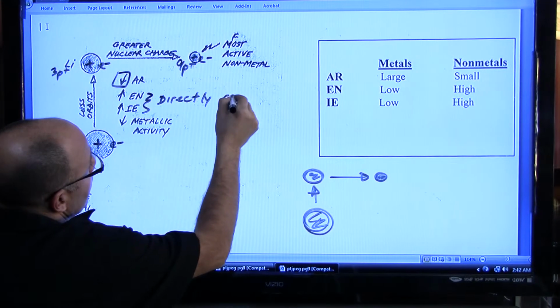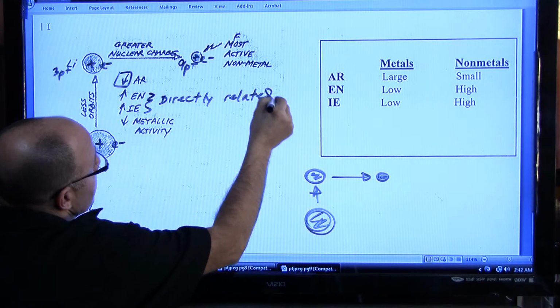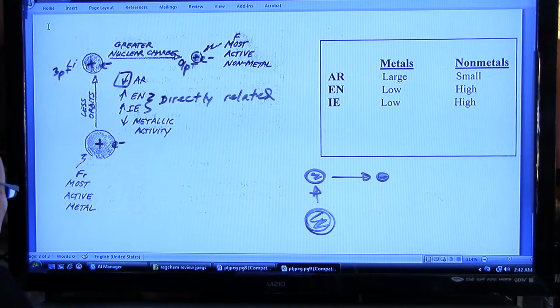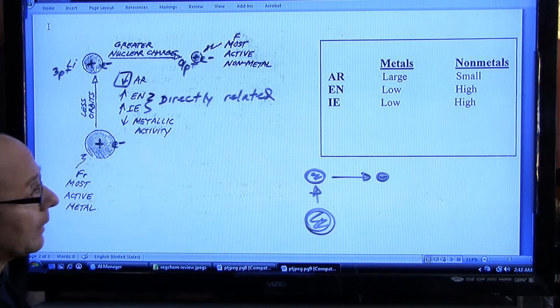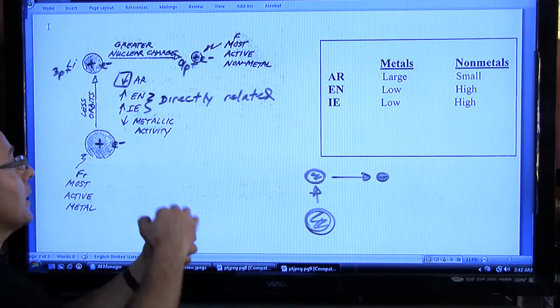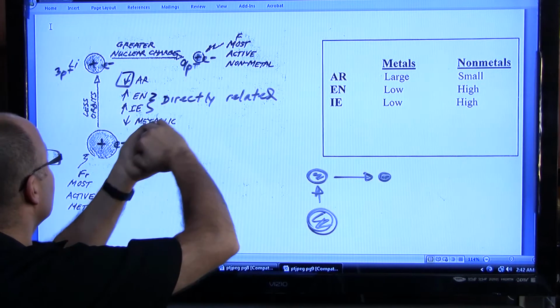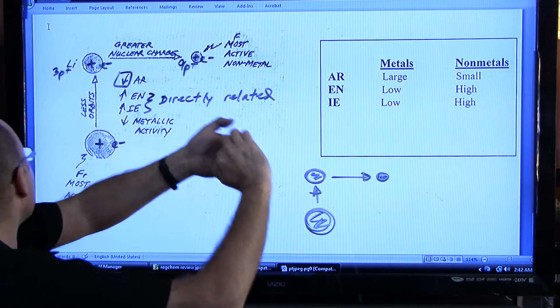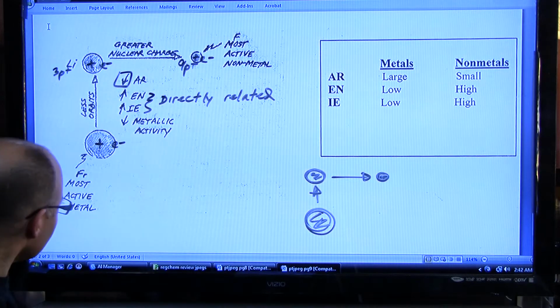The higher the electronegativity, the greater the ionization energy. In other words, the more anchored an electron is, the greater the pull of the nucleus, the more energy I need to pull it off. So think of it as something that goes hand in hand. The greater the electronegativity, the greater the ionization energy.